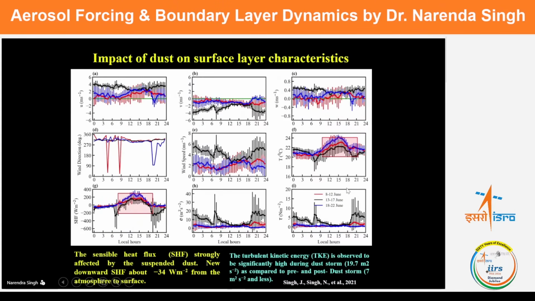So here, if you see, then the temperature before, during, and after. So the temperature, this red is basically just before the dust storm, and then black is during the dust storm. So during the storm, you can see that temperature has dropped by, if you take 21 degrees on an average, in the daytime, the maximum temperature, it has gone to 21. So there is almost a 3 degree change in the temperature.